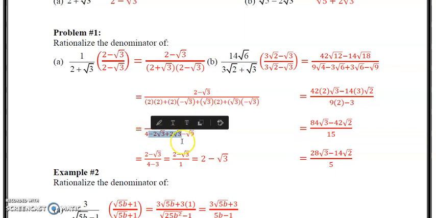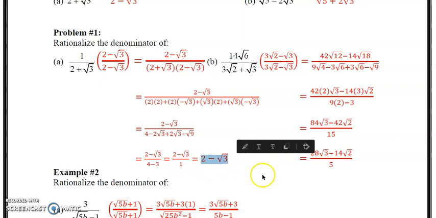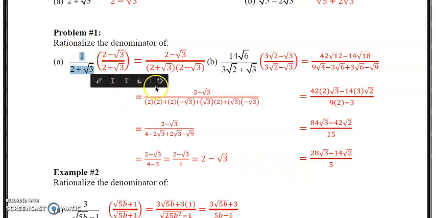So you'll notice that is equal to 0, it's eliminated. And then the root 3 times negative root 3 becomes minus root 9, which becomes 3, and the denominator becomes 1. So this final answer of 2 minus the square root of 3 is this part rationalized. Okay, so we can't have a radical in the denominator. Finished.